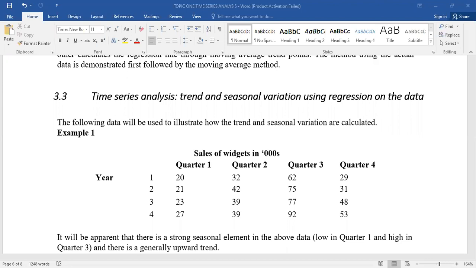The first one for summation y is 710. Summation y is 710, is equal to 16A plus 136B.